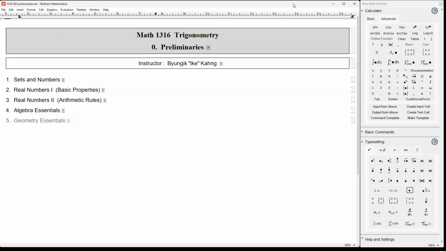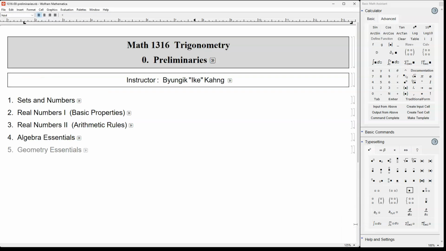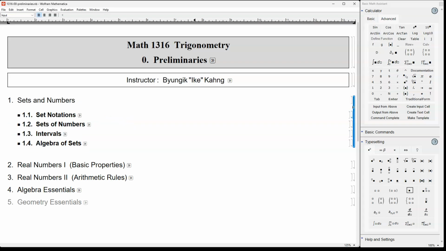Before starting anything, however, let's begin with some discussion on preliminaries. Very basic preliminaries, so it'll be short. I plan to complete everything within 15 minutes, at least that's my goal. Okay, let's begin with section 1, sets of numbers.